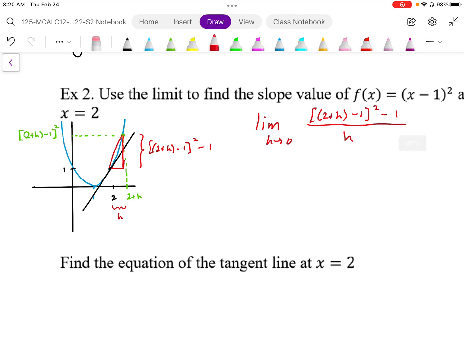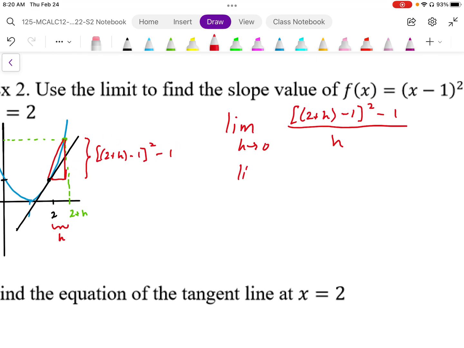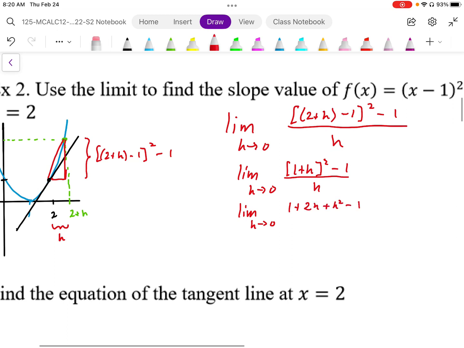over my run. Okay, so working this out, we're going to simplify the brackets first. So 2 plus h minus 1 is just going to be (1 plus h) squared minus 1, all over h. Expanding that out, we're going to be able to get rid of the minus 1, and that's going to allow us to divide out the h, get rid of that divisor of h, which will get rid of my divide by 0. So we end up with 1 plus 2h plus h squared minus 1 all over h.